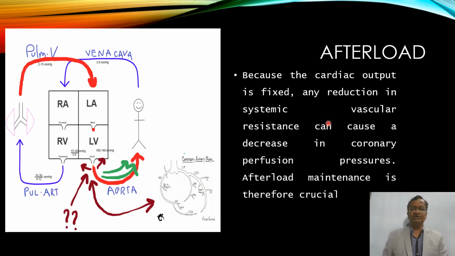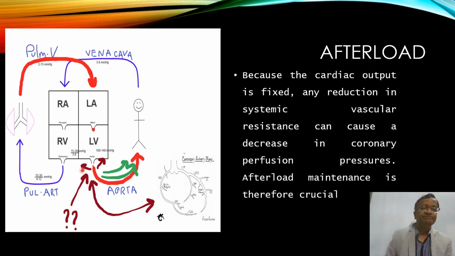Now what is the afterload? Already we know what is afterload. Okay, because the cycle is running down the mountain. Afterload reduction means cycle is easy to maintain the running down. Afterload is increase means we have cycling up the mountain. Because the cardiac output is fixed, any reduction in SVR can cause a decrease in CPR, coronary perfusion pressures.